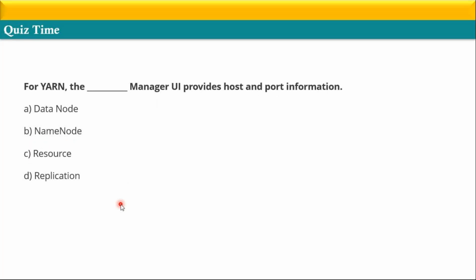For YARN, the Resource Manager UI provides host and port information. Resource Manager UI provides the host and port. Perfect. YARN is acting as a resource manager for the Hadoop cluster. So C is the correct one.